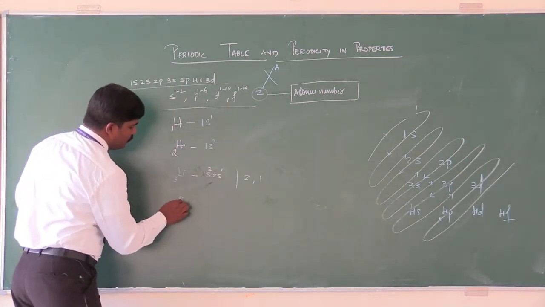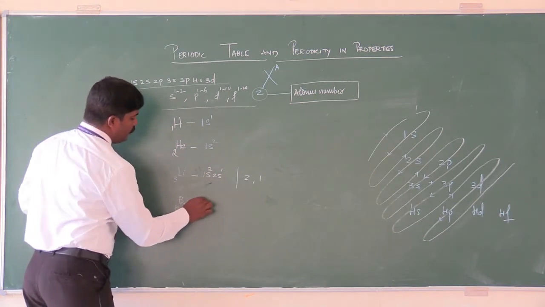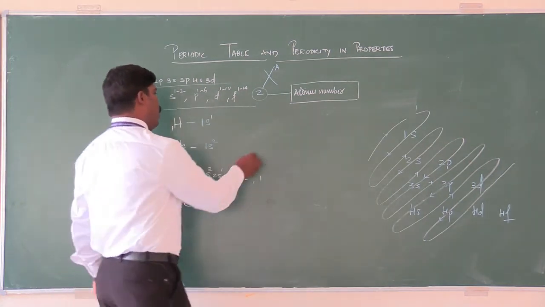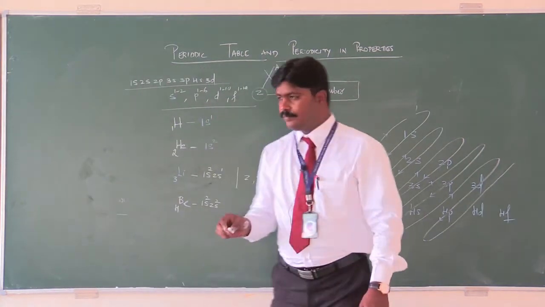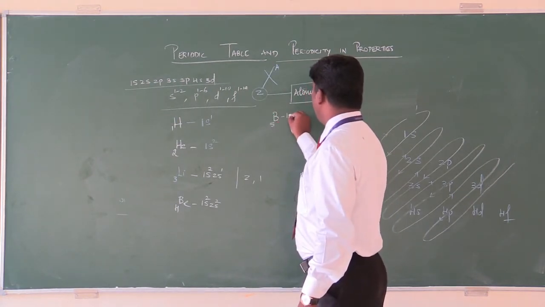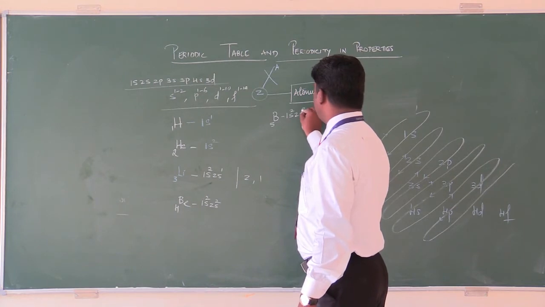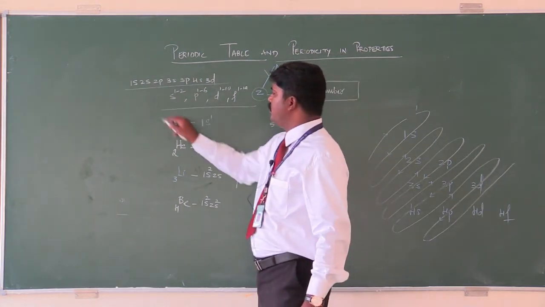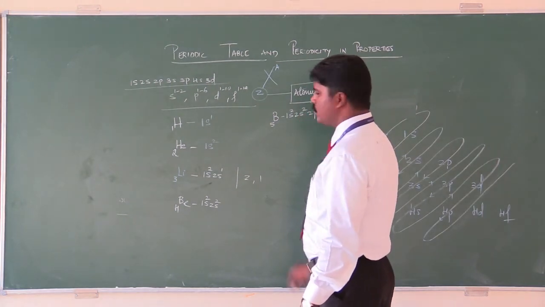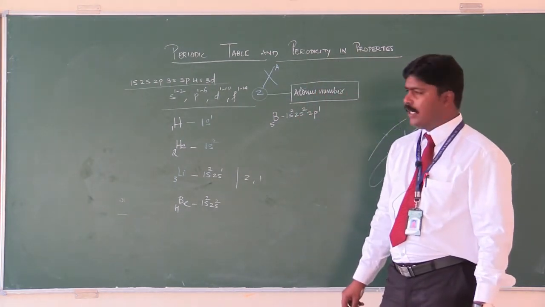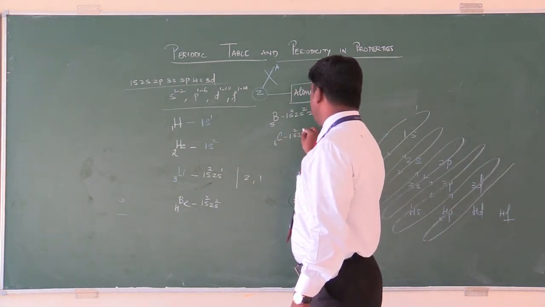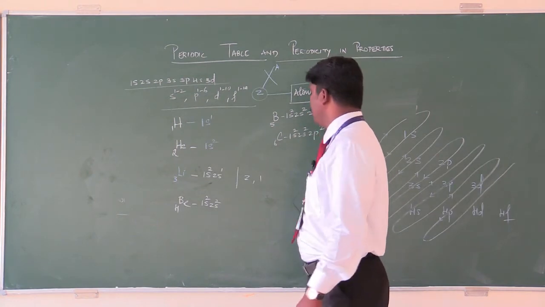Now, beryllium, atomic number is 4. Therefore, it is 1s2 and 2s2. Boron, atomic number is 5: 1s2, 2s2. Now, after 2s2, what do we have? 2p, that is 2p1. 2 plus 2 is 4, 4 plus 1 is 5. Carbon, atomic number is 6: 1s2, 2s2 and 2p2. There are 6 electrons.